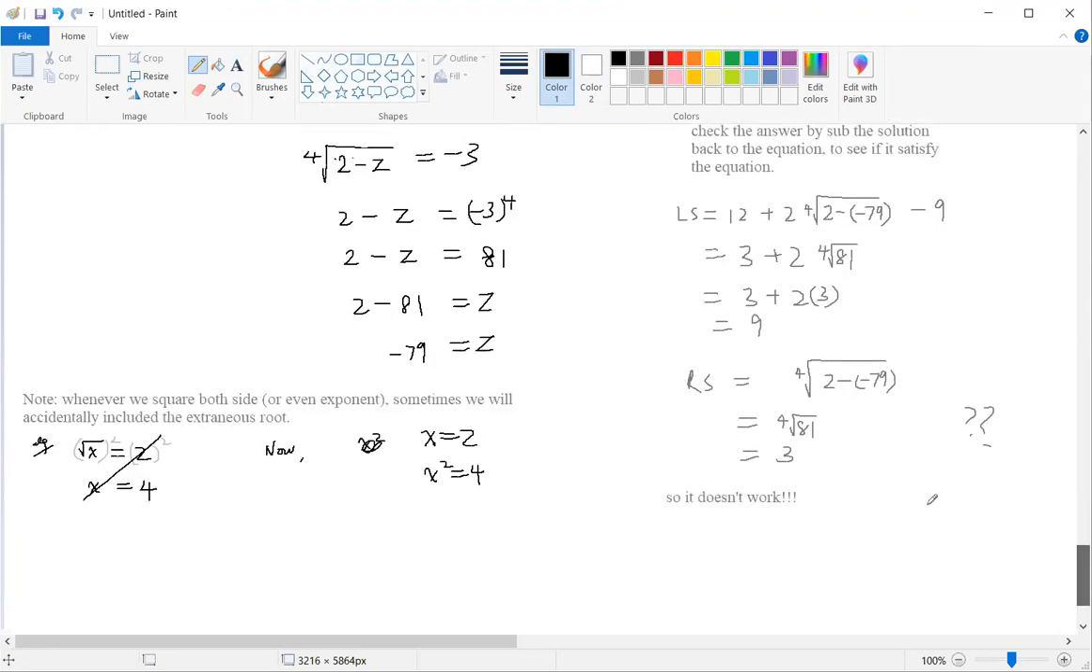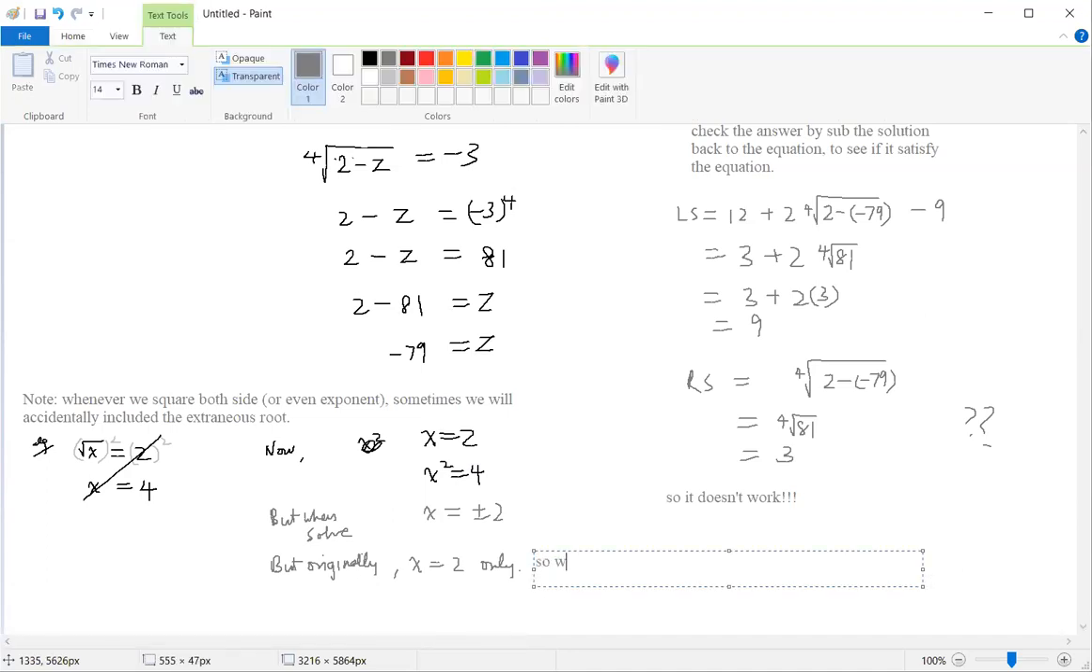But now if you solve this, x equals plus or minus 2. But originally, x equals 2 only. So when you square both sides, you accidentally included the negative root.